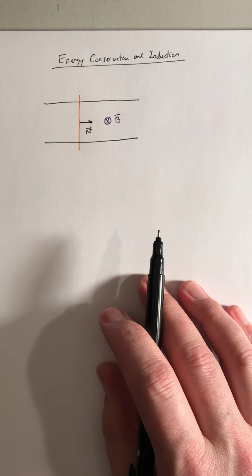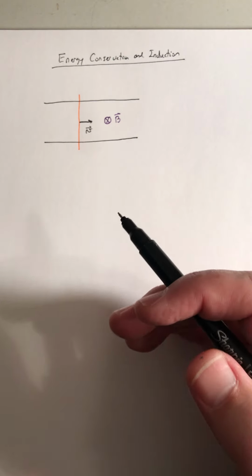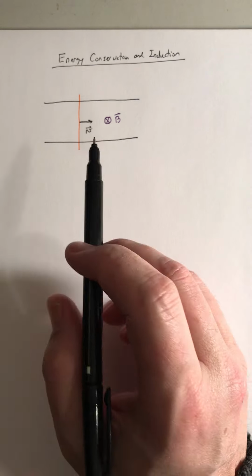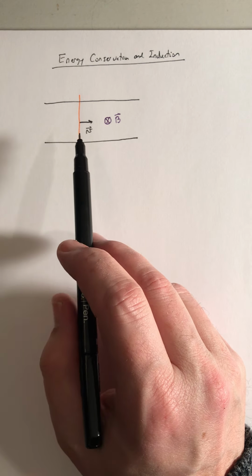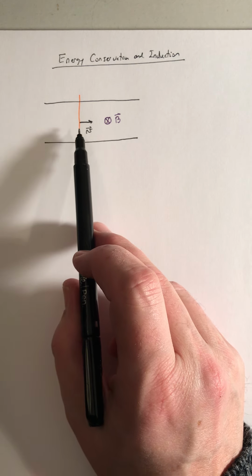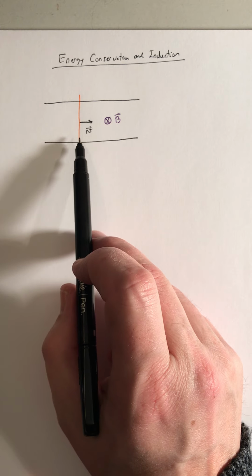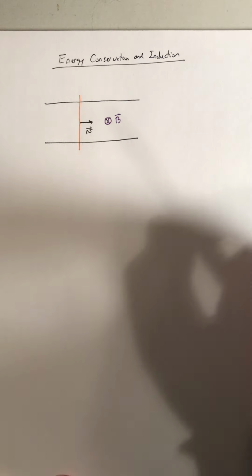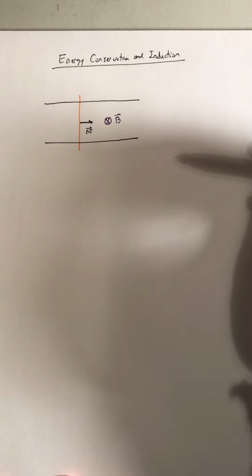I'm going to go through and answer several different questions to build up to expressions for the rate that energy is being transferred to the sliding conductor, and compare that to the rate that energy is transferred through Joule heating in the circuit.